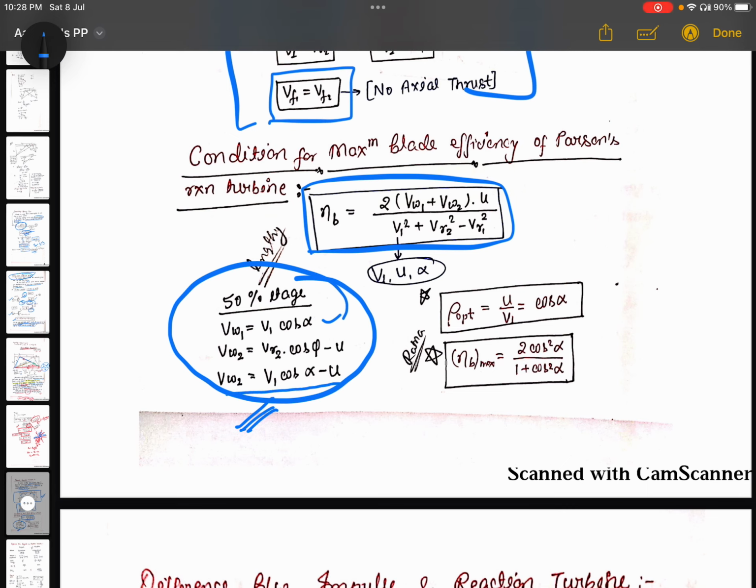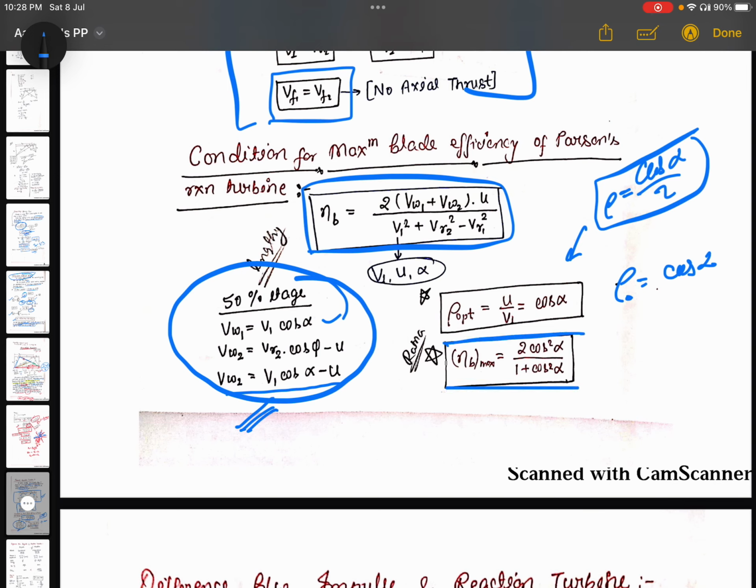So from that relation, we can get rho optimum, that is the ratio of the blade velocity to the steam inlet velocity. Rho optimum is equal to cos alpha. But in the case of the impulse turbine, we were getting cos alpha by 2. Rho is equal to cos alpha by 2. And maximum efficiency is equal to 2 cos square alpha upon 1 plus cos square alpha.